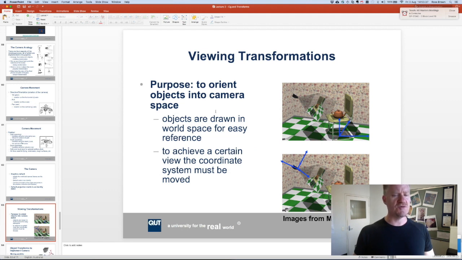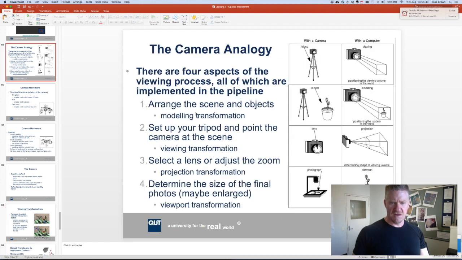So the idea with the viewing transform then is to orient the camera so you can see the scene effectively. So the objects are drawn in world space for easy reference. So the whole idea is you've got multiple spaces. So as we said before with the camera, arrange the scene and the objects. So you do a modeling transform. That's the hierarchy you see in the inspector on the left-hand side. I'll point it out when I run the demo. That things are left in a hierarchy to absorb these transforms and to place things in the world.